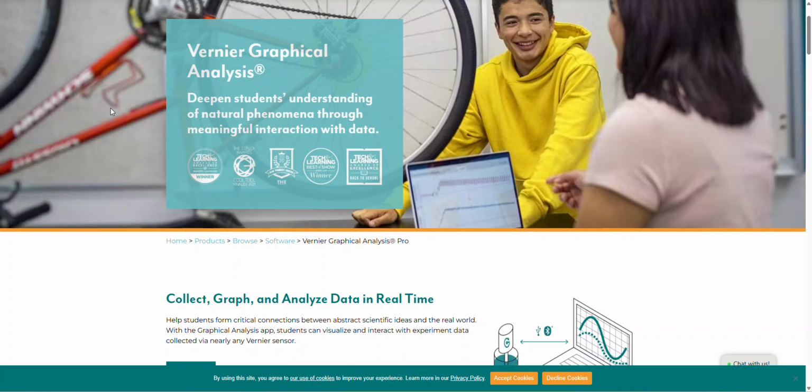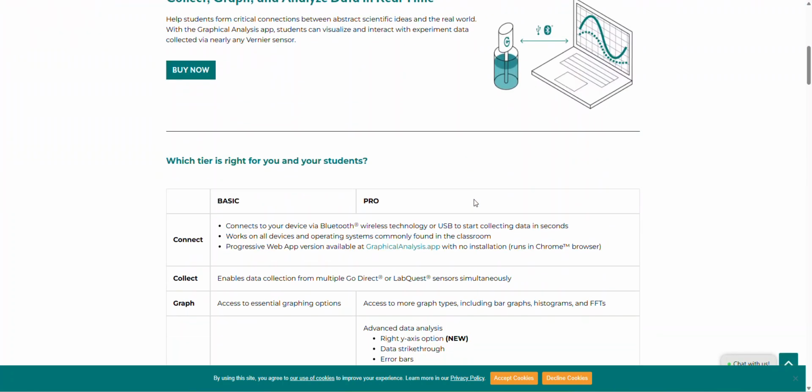I would like to make a short video about the use of Vernier Graphical Analysis and how we can substitute Microsoft Excel in this case when we want to get a graph, for example, that relates two variables. So instead of using Microsoft Excel, we could use this Vernier Graphical Analysis. You can just scroll down to get a free option here.